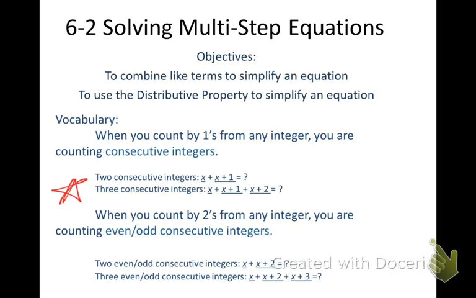Now, when you count by twos from any integer, you are counting even or odd consecutive integers. So if I do 2, then 4, I'm counting by twos. If you have two even or odd consecutive integers, you use this formula down here at the bottom. And then for three even or odd consecutive integers, you use x, x plus 2, x plus 4. Use these. This is very helpful information that you can have on hand when you do problems.